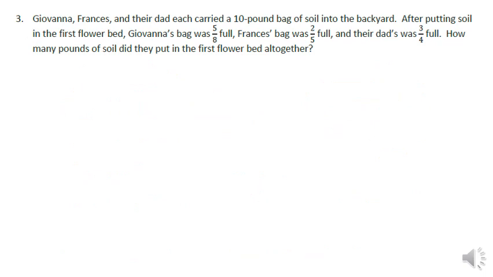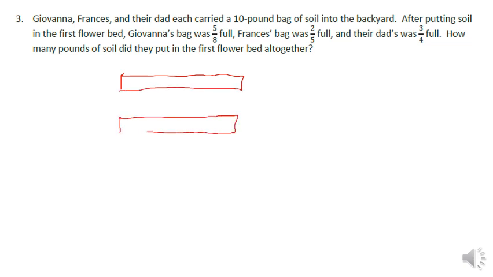Question 3. Giovanni, France, and their dad had each carried a 10-pound bag of soil into the backyard. After putting soil in the first flower bed, Giovanni's bag was 3/4 full. France's bag was 2/5 full, and their dad's was 3/4 full. How many pounds of soil did they put in the first flower bed altogether? Now, one like this, I like to do 3 tape diagrams. I'm going to do one for each person to make it simpler.